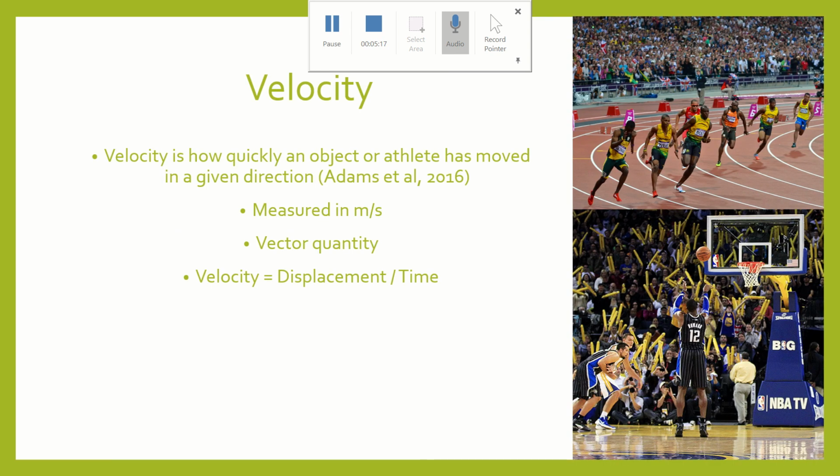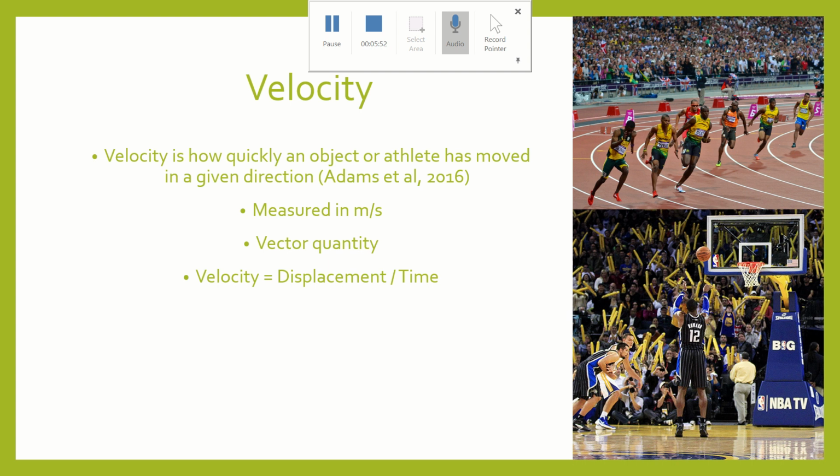Velocity is how quickly an object or athlete has moved in a given direction, and it is also measured in meters per second. It is a vector quantity because it has both magnitude and direction. The equation to calculate velocity is displacement divided by time. When a sprinter runs a 200-meter race, they must run it in 25 seconds with a displacement of about 124 meters. Therefore, to find the velocity of the athlete, you would do 124 divided by 25, which equals 4.96 meters per second.